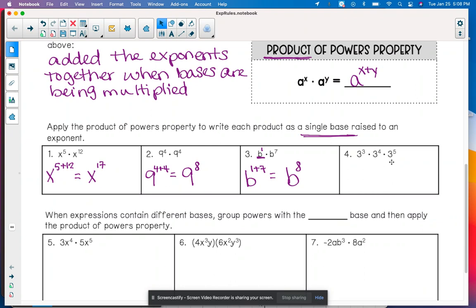And lastly, I'm going to give you a few seconds to do the last one on your own, and then we'll talk about it. Okay, so for this one, I have my base is 3, and we have the exponents 3 plus 4 plus 5, and that gives us 3 to the 12th.